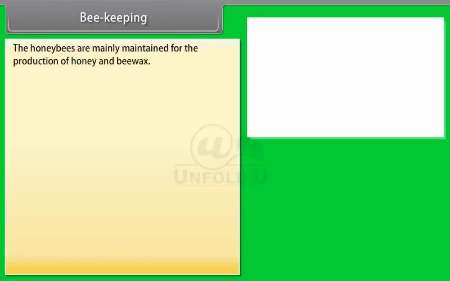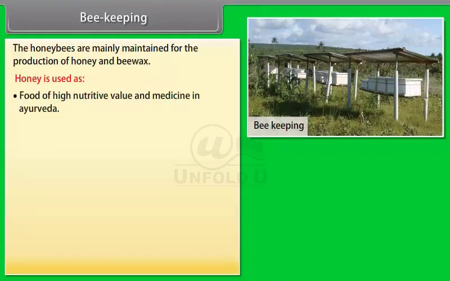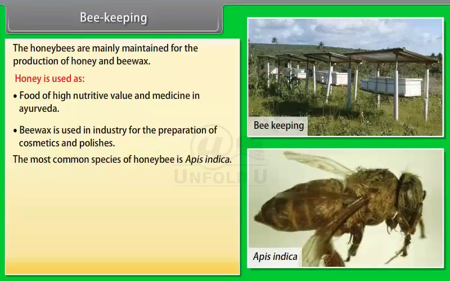Beekeeping. The honey bees are mainly maintained for the production of honey and bee wax. Honey is used as food of high nutritive value and medicine in Ayurveda. Bee wax is used in industry for the preparation of cosmetics and polishes. The most common species of honey bee is Apis indica.